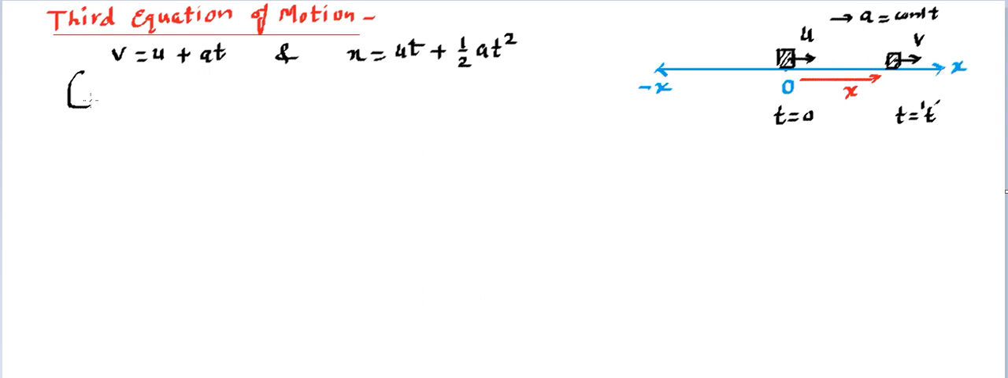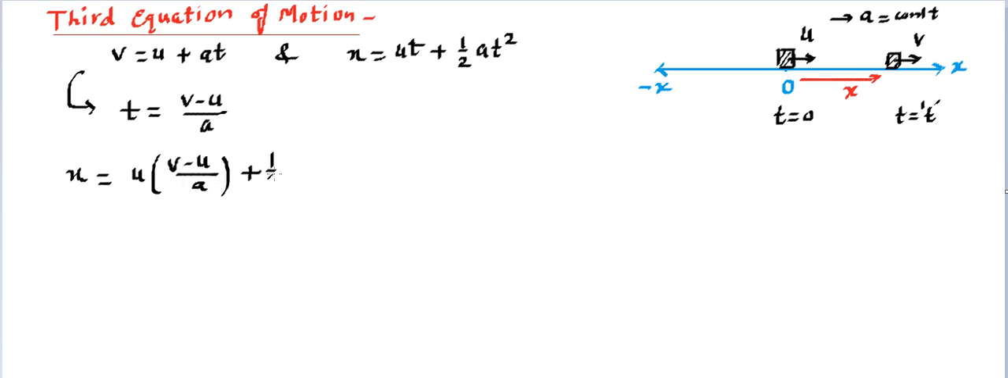If we consider the first and try to find the t value, you will find the t value is going to be v minus u divided by a. Now let's substitute this t in the other one. So we will get x is equal to u into t, which is going to be v minus u divided by a, plus half a into t square. So we need to square this v minus u divided by a, the whole square of this thing. And then we can write another step and rearrange them.